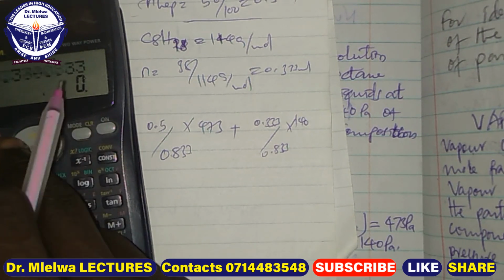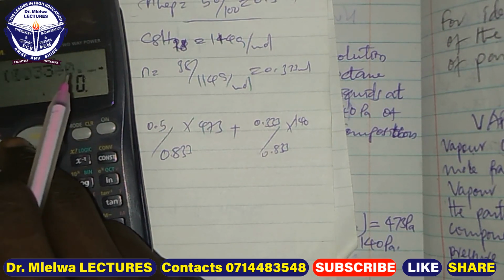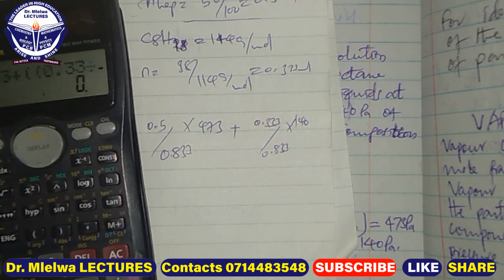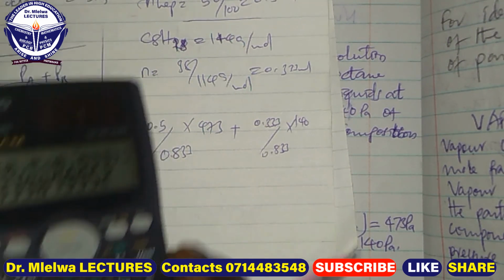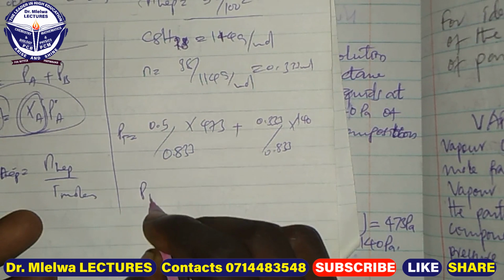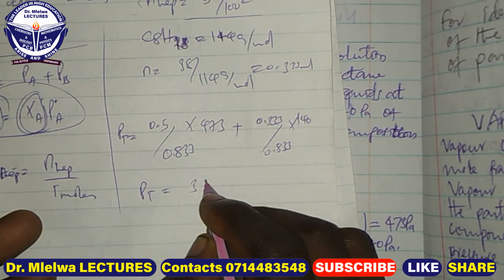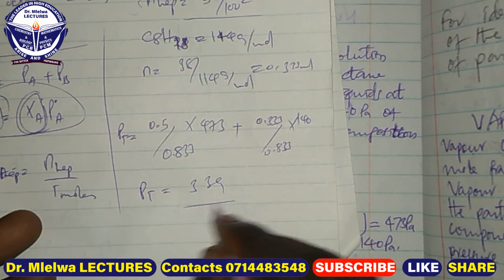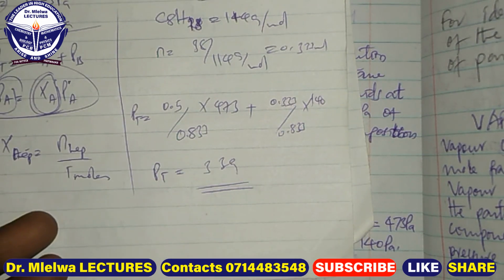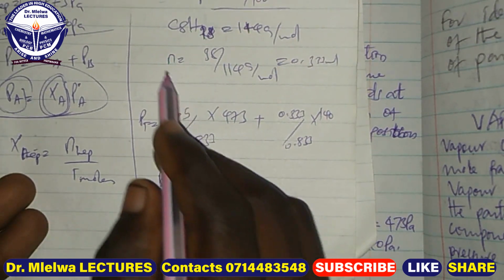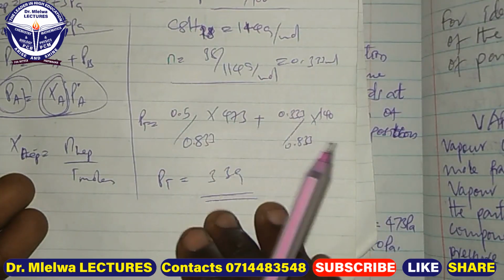Here I need to put 0.333 divided by 0.833, then from there we multiply by 140, then the final answer we get is that pressure total is equal to 339. But we don't know the individual pressures of this heptane and this octane.